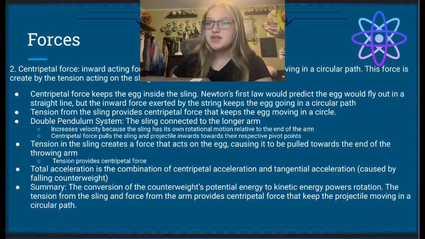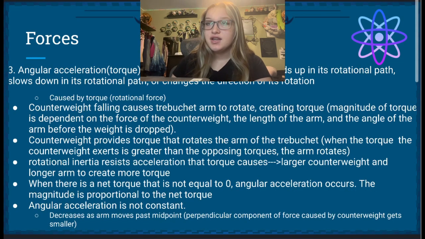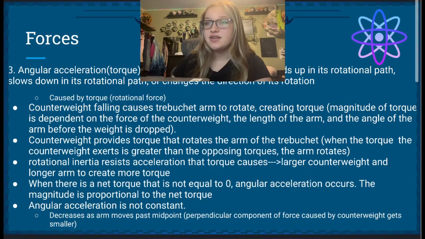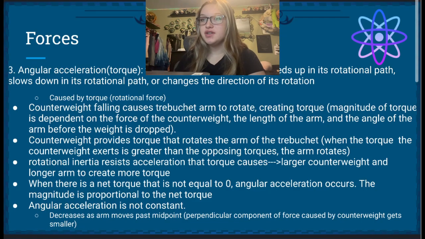The double pendulum system is the sling that's connected to the longer arm. It increases velocity because the sling has its own rotational motion relative to the end of the arm. The centripetal force pulls the sling and projectile inwards towards their respective pivot points. Tension in the sling creates a force that acts on the egg, causing it to be pulled towards the end of the throwing arm. The tension provides the centripetal force. The total acceleration is the combination of centripetal acceleration and tangential acceleration caused by the falling counterweight.